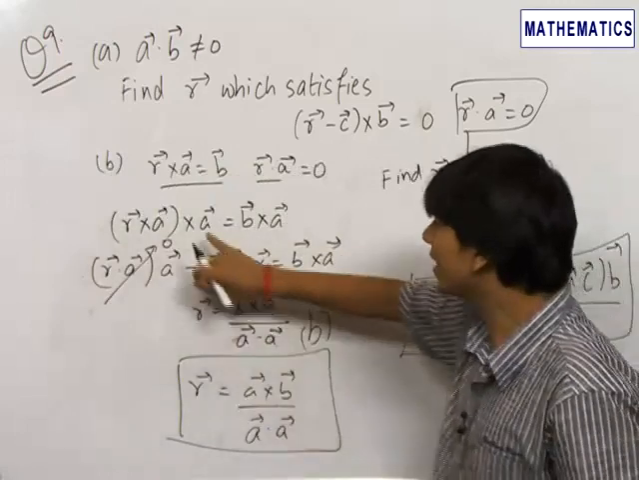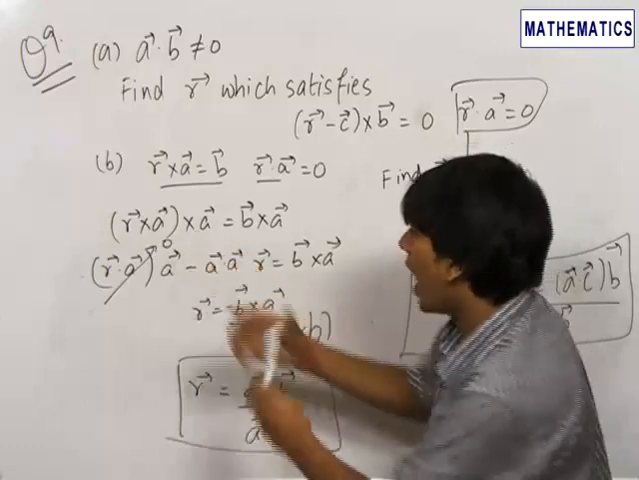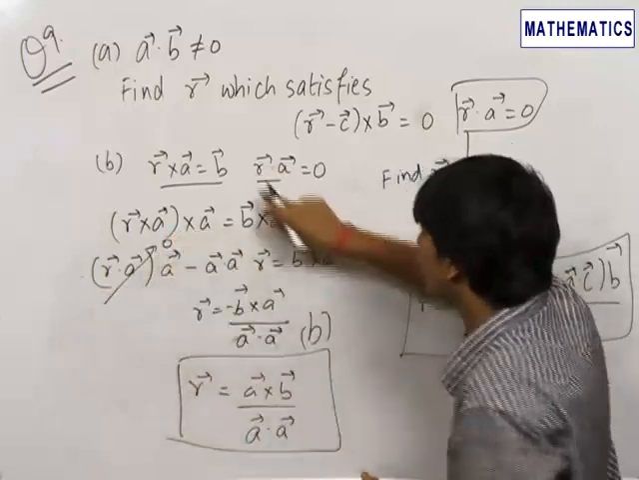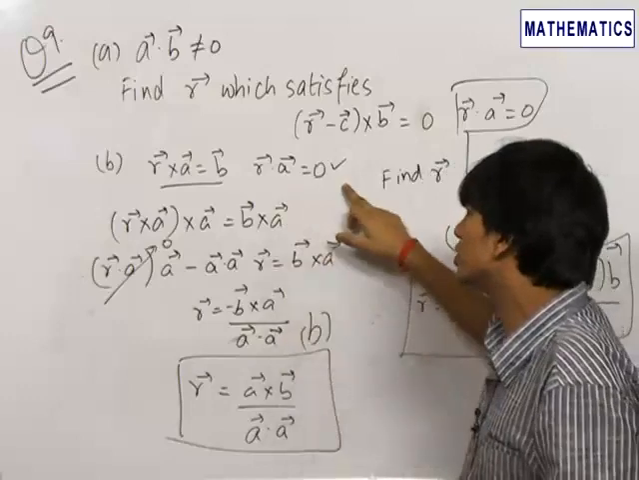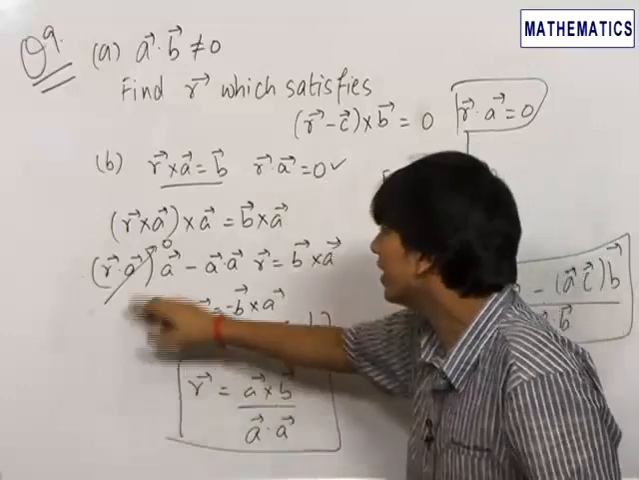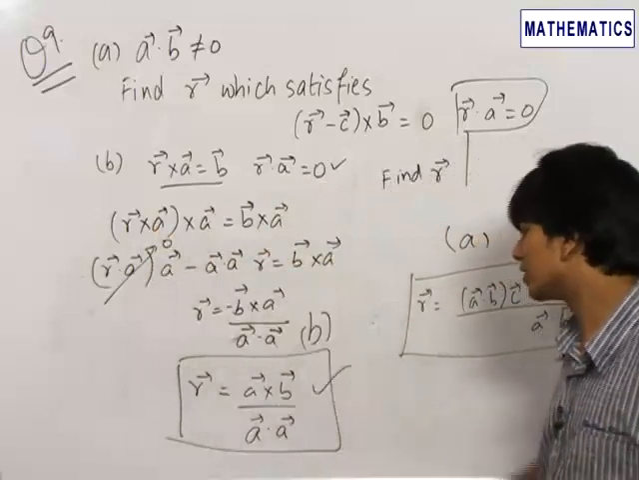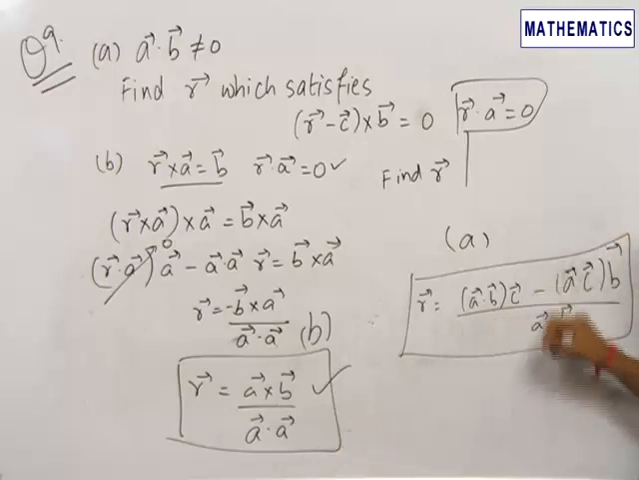The idea behind taking a cross product was that I thought about it in this fashion, that I would get a term of A vector dot R vector which would cancel out, because we had the given information that A vector dot R vector is equal to 0. So this prompted me to think that let us take cross product by A vector on both sides. So thus we get the final answer for the B part as A cross B upon A dot A, and for the first part as A dot B into C vector minus A dot C into B vector upon A vector dot B vector.